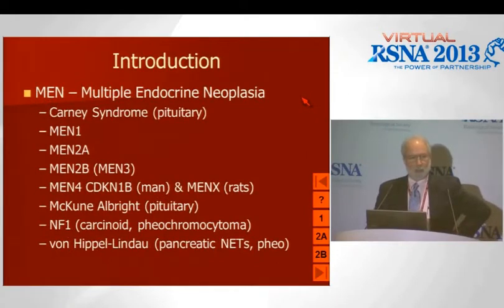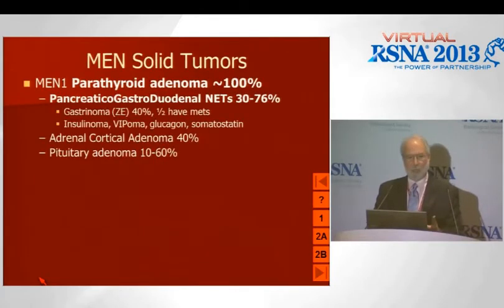So when you look at the diseases that are called multiple endocrine neoplasia syndromes, we've got Carney's, MEN1, 2, and 3, a new one, MEN4, which also occurs in rats, called MENX, McCune-Albright, NF1, von Hippel-Lindau disease. There's an awful lot of things that we could talk about today. But what you want to remember is that the MEN syndromes that I'm going to discuss are primarily related to forming solid tumors.